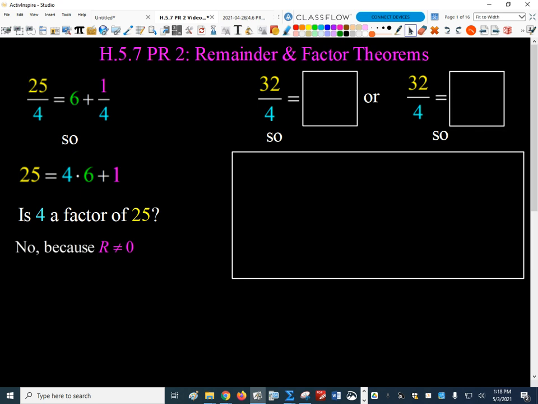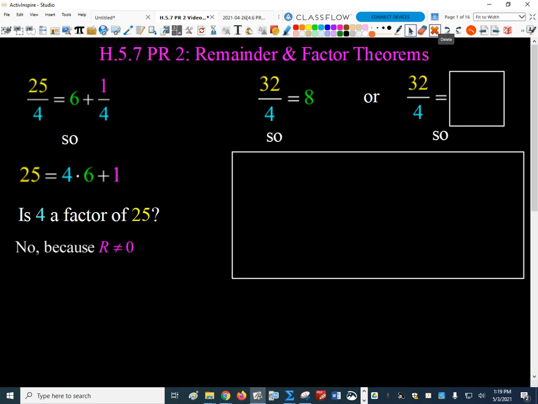Does it make sense that we know that 4 is not a factor of 25 because we had a remainder, right? When you guys did that math in your head and you said 6 and 1/4, you had to think, okay, 4 goes into 25 6 times evenly with how much, there was some left over, right? So it wasn't a factor. Whereas 32 over 4 is just plain old 8, isn't it?